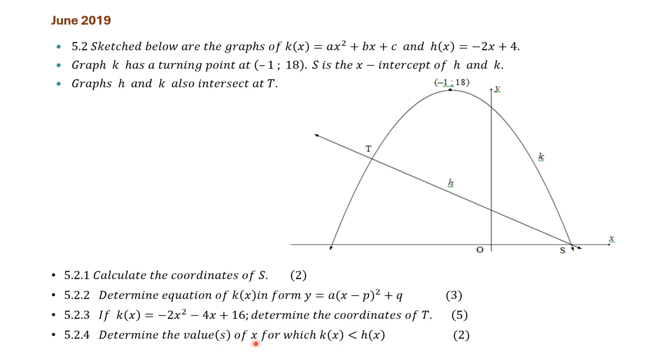5.2.4, determine the values of x for which k of x is less than h of x. So remember, h of x is here by the bigger part of the inequality sign. So h of x is greater than k of x. H of x is pointing to the smaller item.